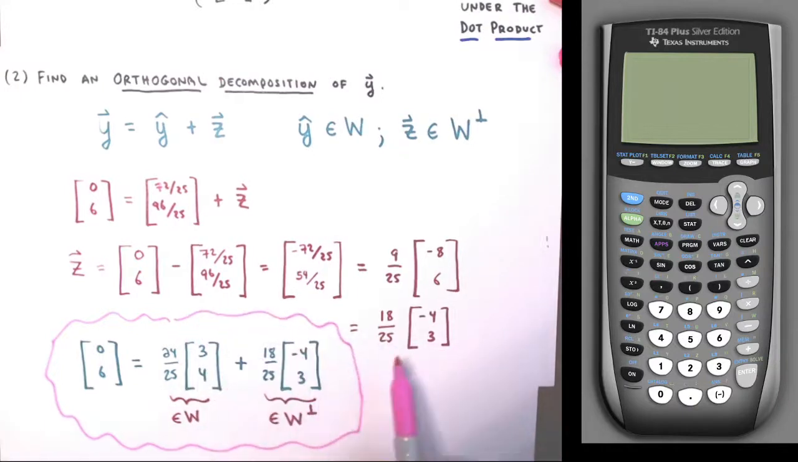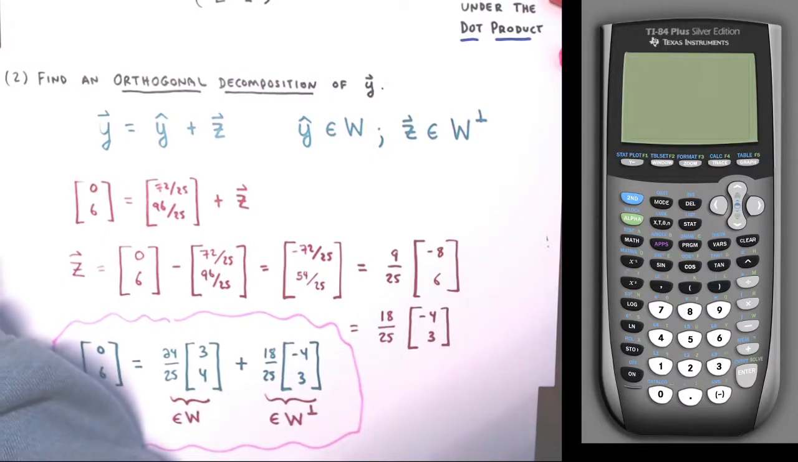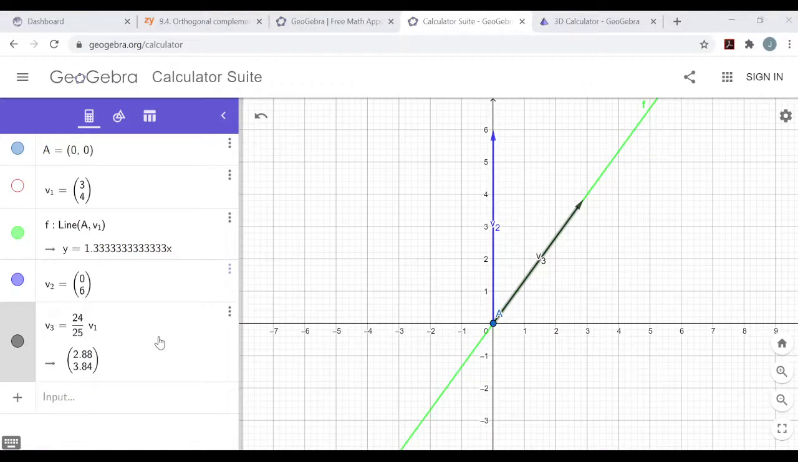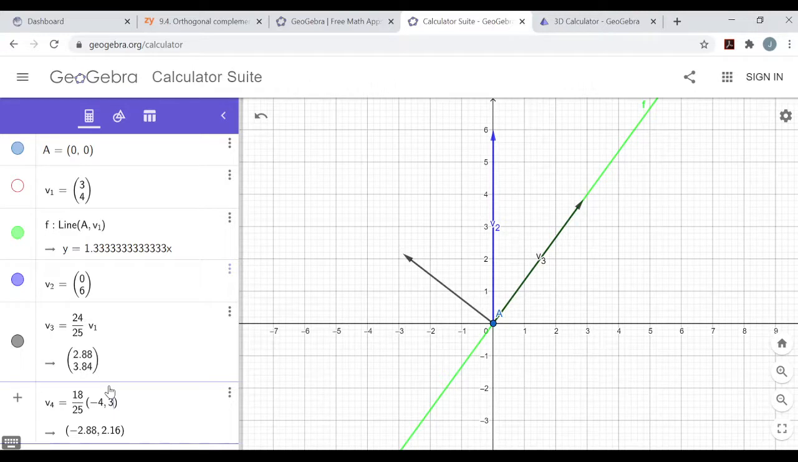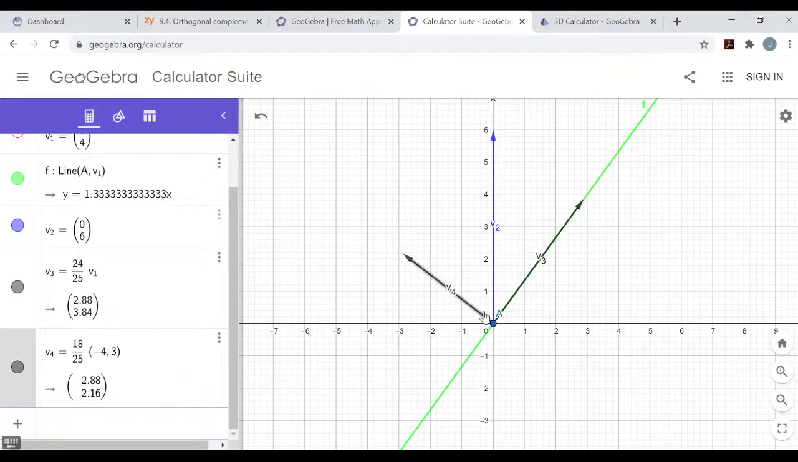All right, let me put in this vector z, 18/25 times the vector (-4, 3). Let me put in another vector here. I'll call it v4. It is 18/25 times the vector (-4, 3). All right, now this black one just came up, this v4.